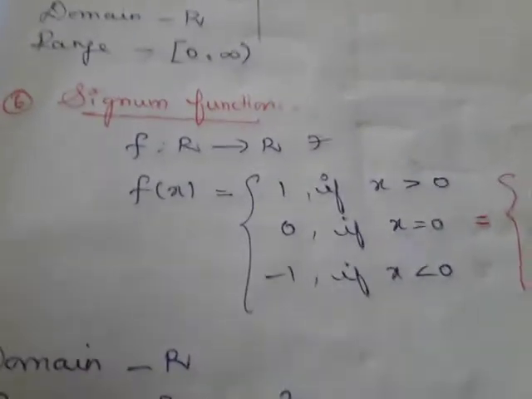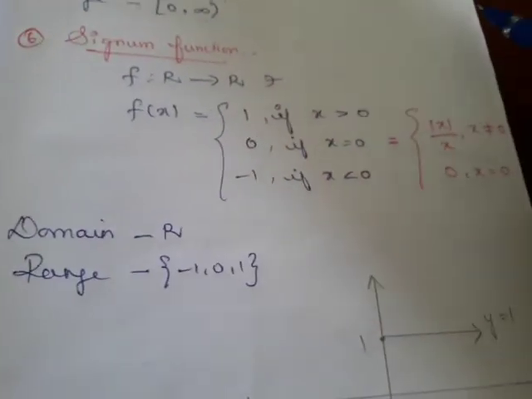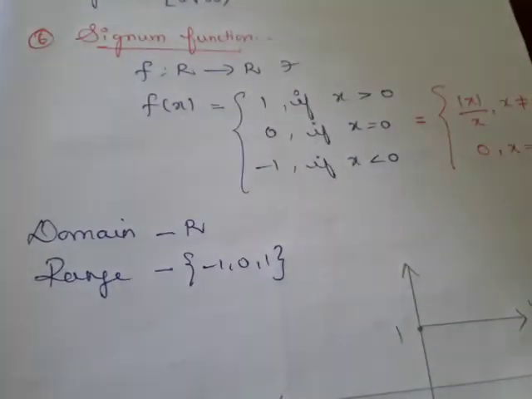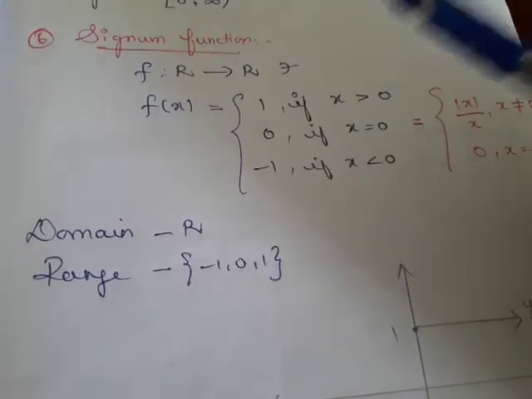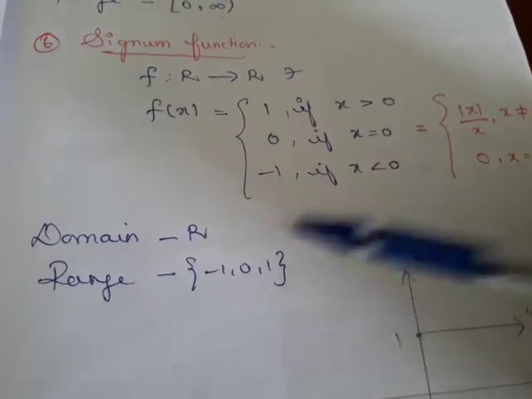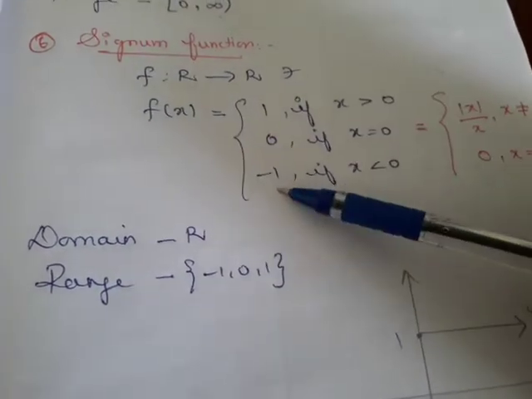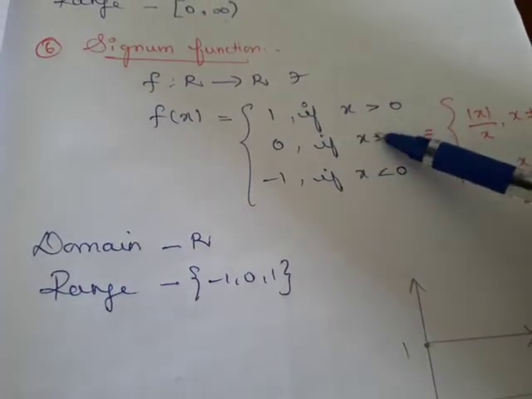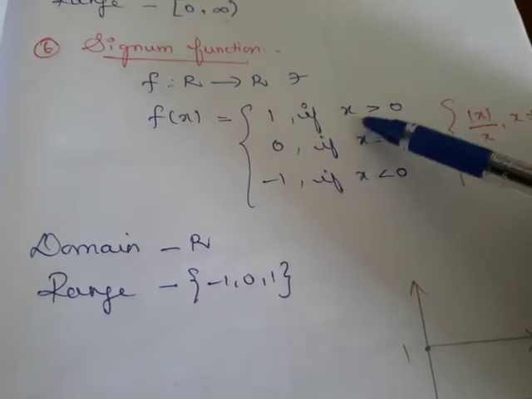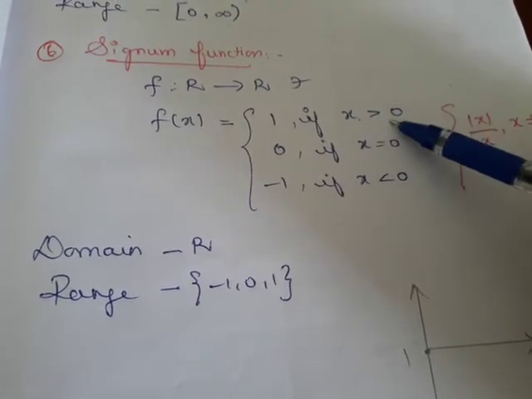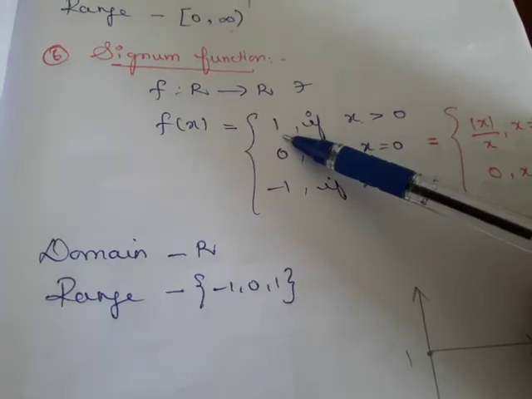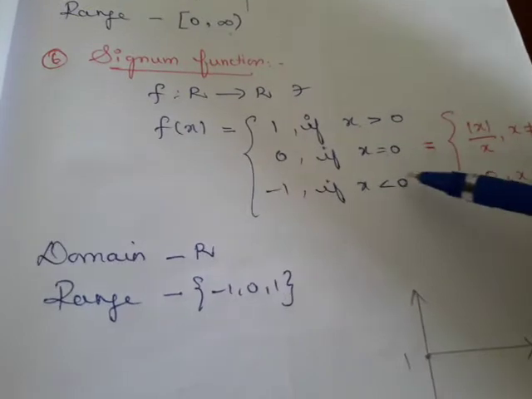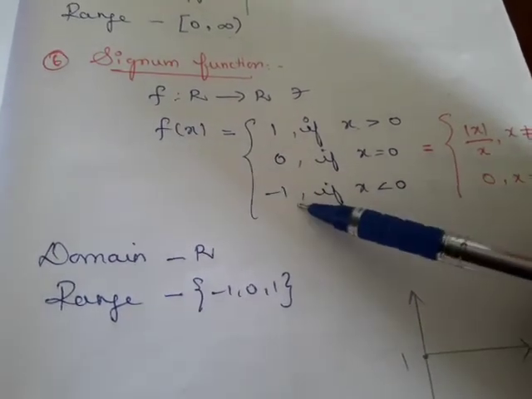Next, what we are going to see is the signum function. What is a signum function? It is a slight modification of the modulus function. Here the range is going to be 1, 0, minus 1 only. Whatever number you choose, the answer is going to be 1, 0, or minus 1 depending on the number you choose. If it is a positive number, it will map to 1 always. If it is equal to 0, it will be mapped to 0. If it is a negative number, it will be mapped to minus 1.